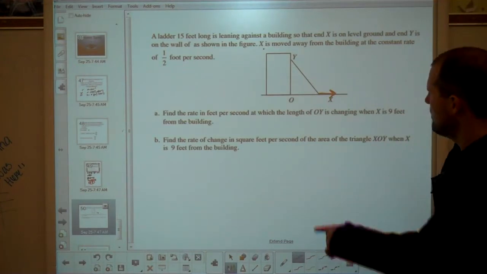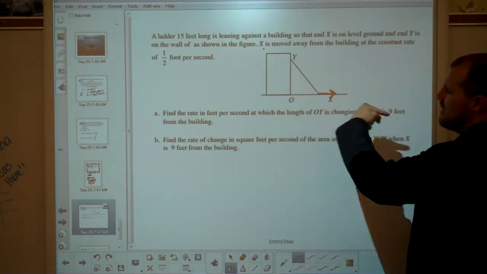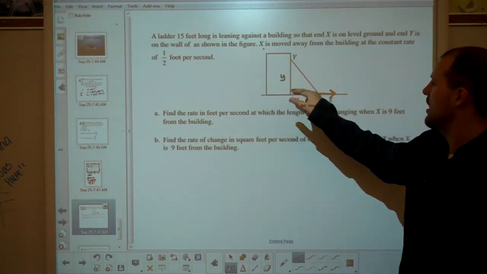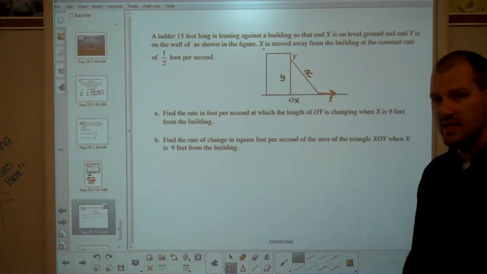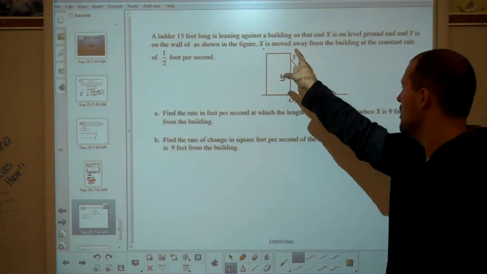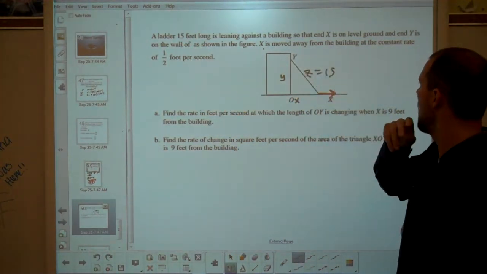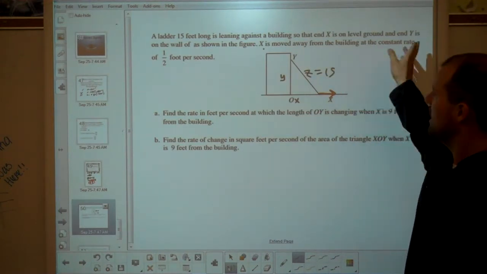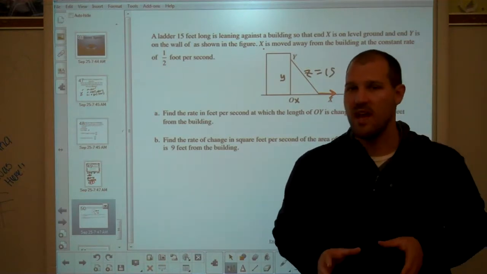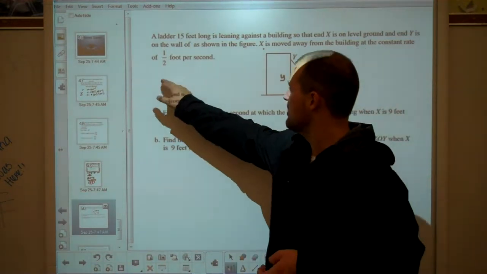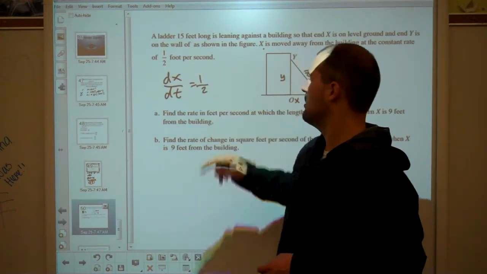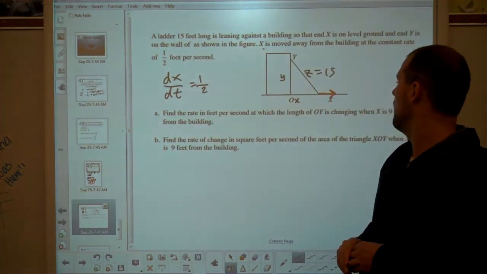This is OX, and it's moving in the x direction, so I'm going to call this length x. And I'm going to call that length y because it's vertical, and I'm going to call that length z. I want to start labeling this stuff up. They said the ladder's 15 feet long. That's z, so z is 15. What else do we have? X is moving away at 1/2 foot per second. Now, that doesn't mean x is 1/2, but what it means is that dx dt is 1/2. Okay, let's keep going.